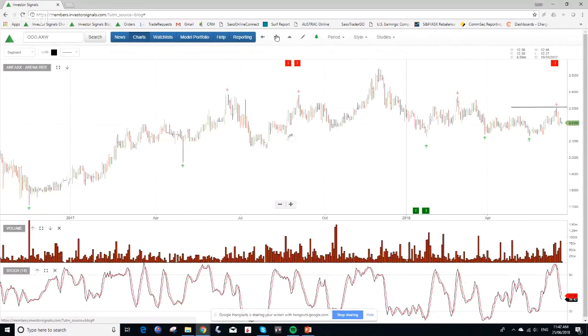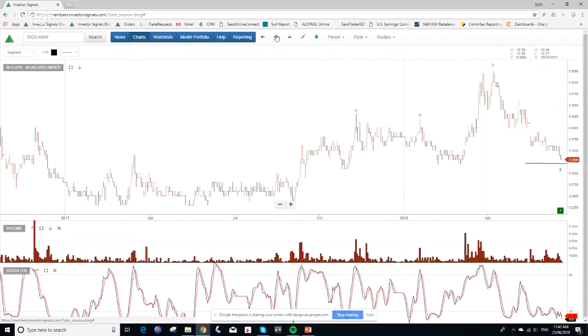Just moving forward through a few of these. And then there we are. So that's toggling through the top of the recent signals.